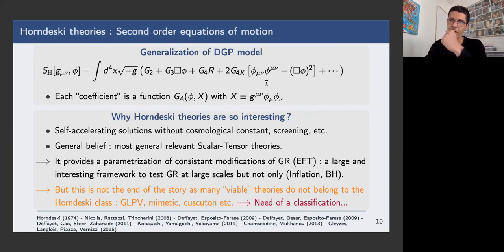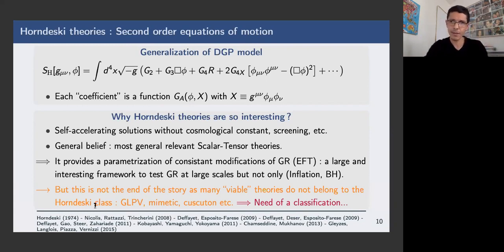And also, what was interesting in this theory is that there was this general belief that the most general relevant scalar tensor theories were of the Horndeski type. And this is very interesting because finally, if this is true, these theories provide a parametrization of consistent modifications of general relativity viewed as effective field theories at a large scale. And then we have a framework to test general relativity at these scales. And this is very, very exciting and very, very interesting.